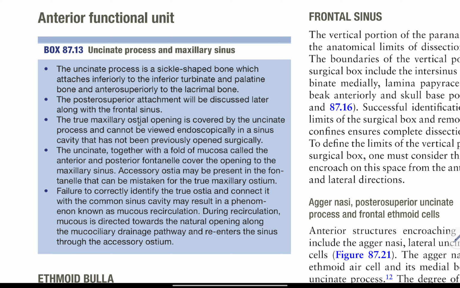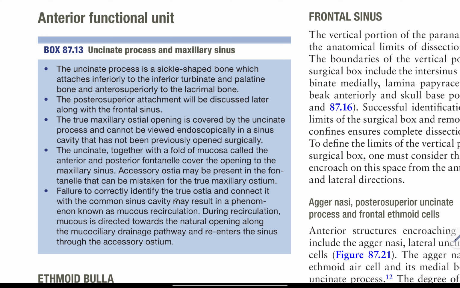The true maxillary ostial opening is covered by the uncinate process and cannot be viewed endoscopically in a sinus cavity that has not been previously opened surgically. The uncinate, together with a fold of mucosa called the anterior and posterior fontanelle, cover the opening to the maxillary sinus. Accessory ostia may be present in the fontanelle that can be mistaken for a true maxillary ostium.